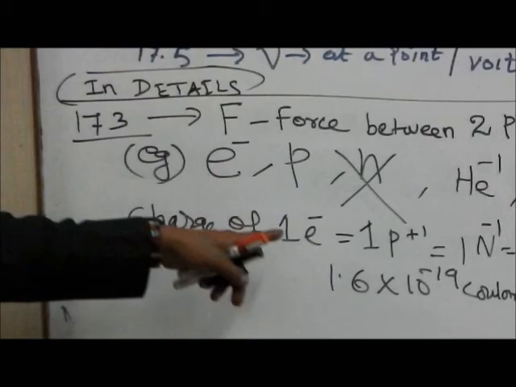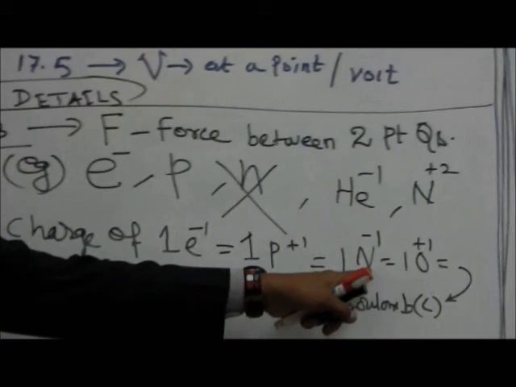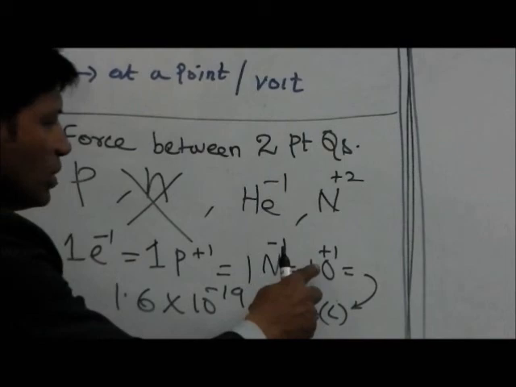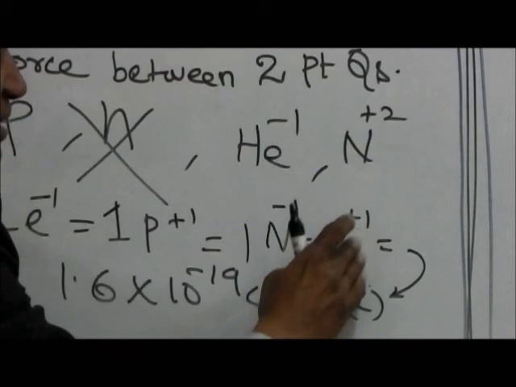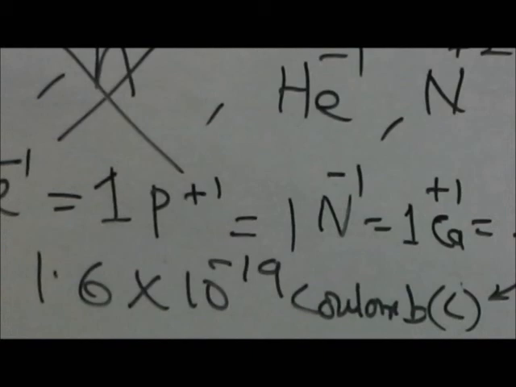Charge of one electron or charge of one proton, that is plus one, this is minus one, or charge of one negative ion. I was supposed to write one oxygen, but you may misunderstand. I'll write some other element, say calcium. Calcium positive ion, the charge is 1.6 into 10 to the minus 19 coulomb. Let me say Q is the symbol for this.